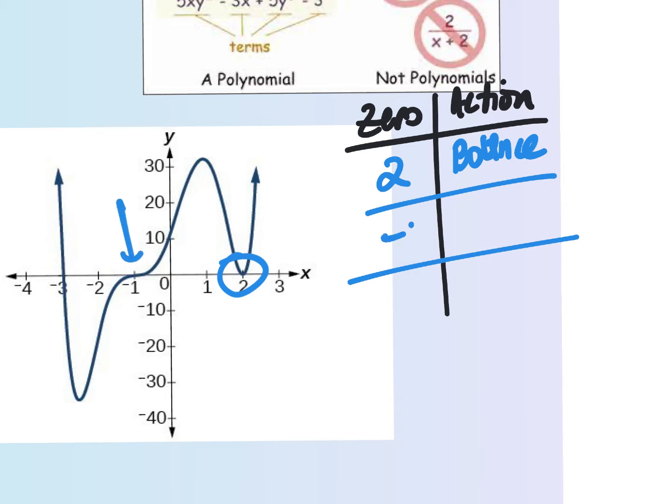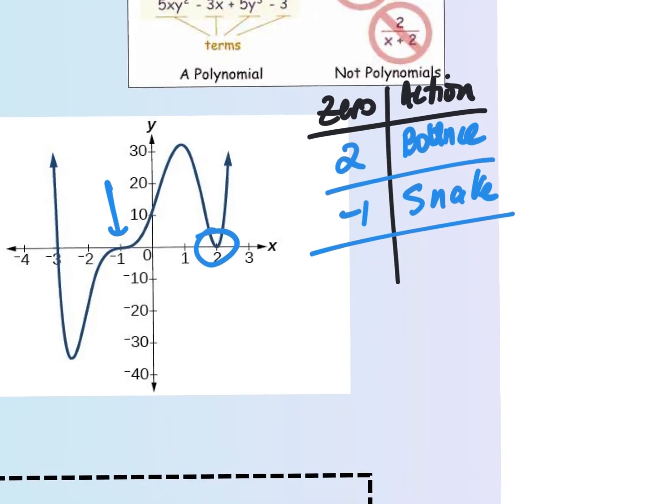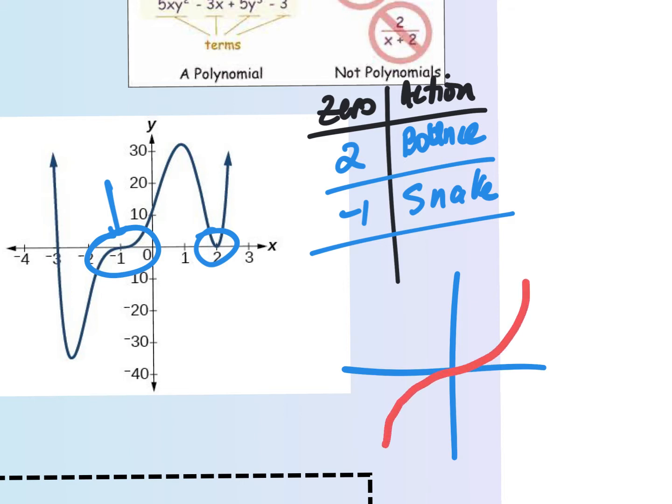That's -1. That's one of its zeros. And the action at that one, I call it a snake. You might have said a cut through, but this one is doing a special turn that you see, for instance, on x to the third. This is a special way to hit the x-axis where it's making that kind of a snake action.